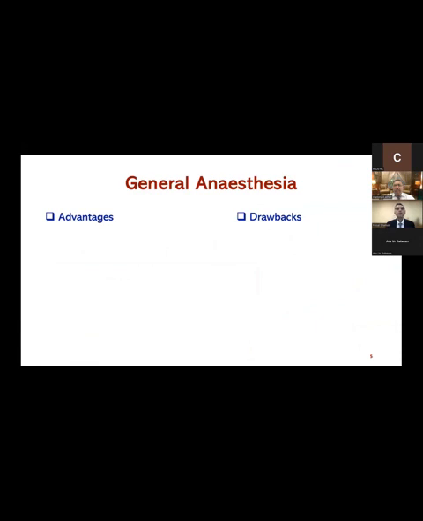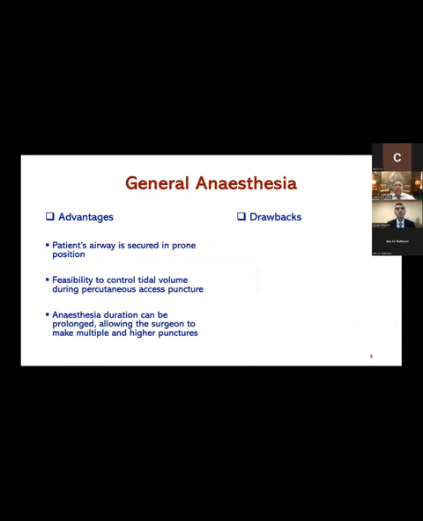General anesthesia offers the advantage that the patient's airway is secured in the prone position. The anesthesiologist can control tidal volumes from the anesthetic machine if the surgeon requests, to reduce the inflation pressure of the lungs so that access can be facilitated through this maneuver. The anesthesia duration can also be prolonged, allowing the surgical colleague to make multiple and higher punctures.